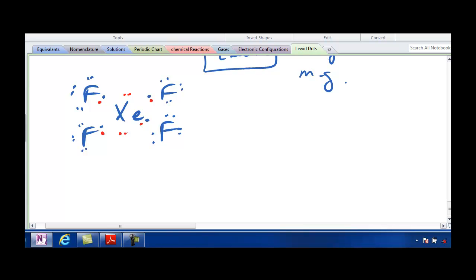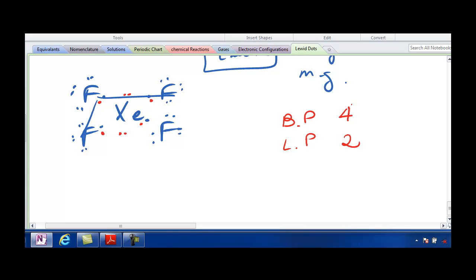Does this structure obey the octet rule? Nope, it doesn't obey the octet rule, because you have 12 electrons around the central atom, not 8. You have 6 electron pairs. So how many bonding pairs? 4. Lone pairs? 2.